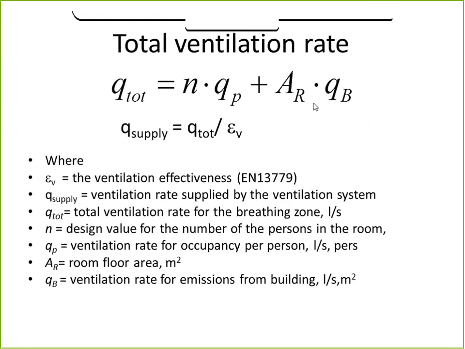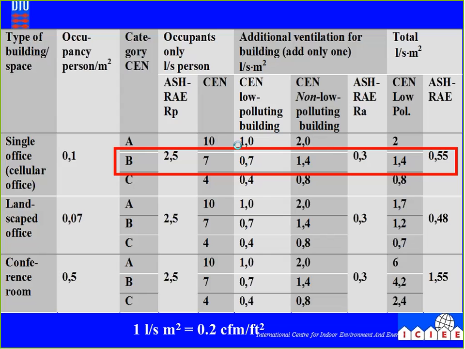We know there could be differences in systems, so we also have to take into account the ventilation effectiveness, but that's done in another standard, which you will hear about a little later, because that's a system value. In this standard, we are mainly dealing with system-independent criteria. So that's how we get to the ventilation rate that you have to supply with your system.